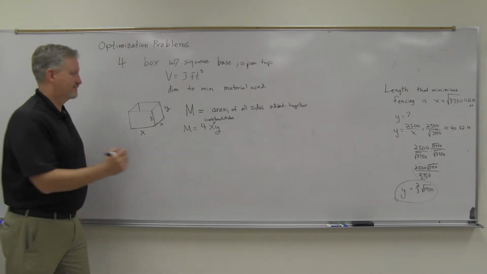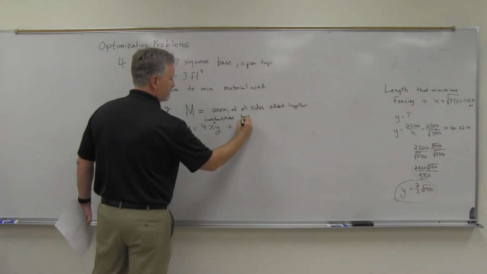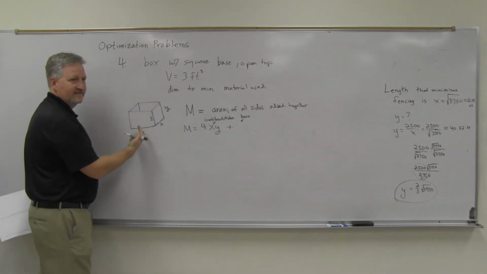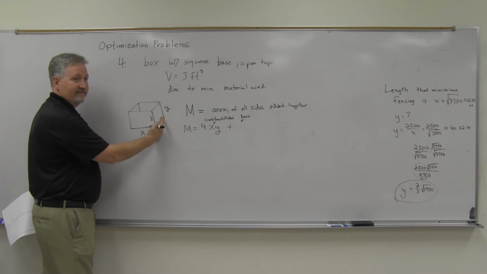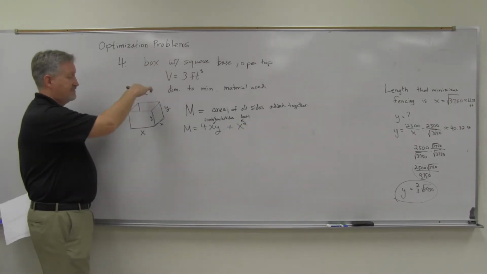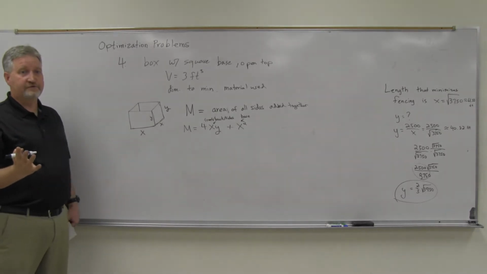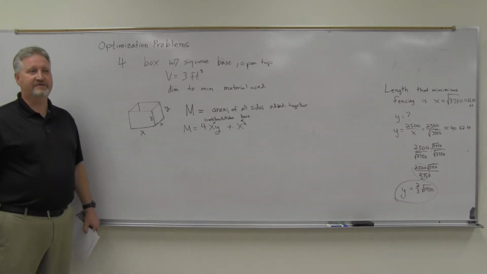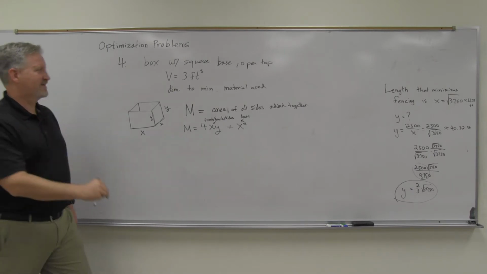What does that leave? The base. What's the base? The bottom. Well, it's an x by x rectangle, a square, so the area of that is x squared. And we don't have a top, so there's just one of those, x squared. Okay? So far so good. That's the material equation. Well, guess what? You've got 2 variables there, so we need a second equation.